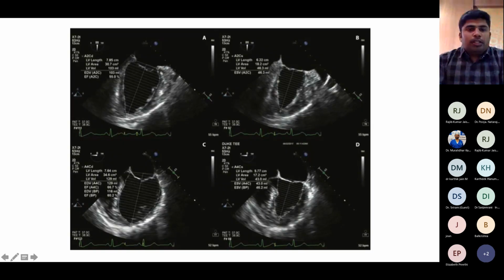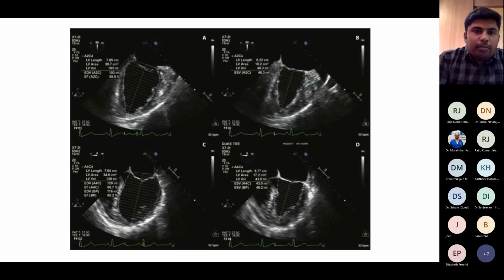For the biplane disc summation technique, the 4-chamber and 2-chamber views should be visualized side by side, in both diastole and systole, so end diastolic and end systolic volumes can be measured in the same cardiac cycle. This is the advantage of the biplane technique, and the endocardial border can be traced carefully. The papillary muscle can be included in the cavity if it is visualized.